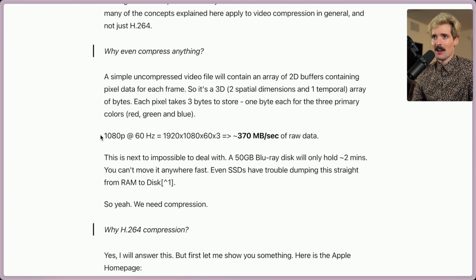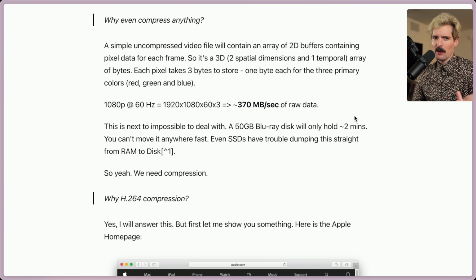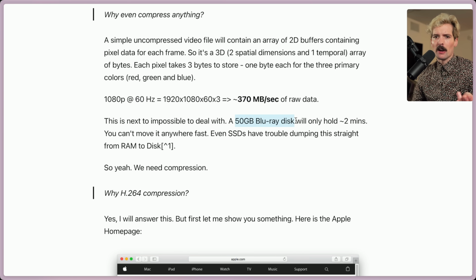It's obvious that this is not how the internet works. And when you watch this video at 1080p 30 or even 4K, you're not downloading a terabyte of data. So how do we deal with this? We need to compress. As he says here, a 50 gig Blu-ray would only hold 2 minutes of uncompressed 1080p 60. That's crazy. 50 gigs is 2 minutes.